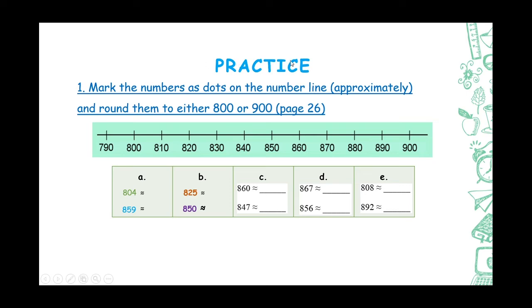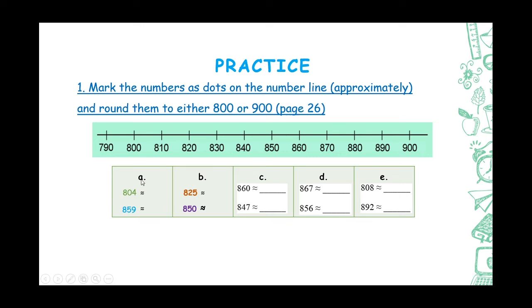Number 1, practice. Number 1, mark the numbers as dots on the number line. Approximately. This means it does not have to be perfect, but if it's close, it's okay. Okay. Mark the numbers as dots on the number line and round them to either 800 or 900. Okay, so we'll do some examples together so you understand.